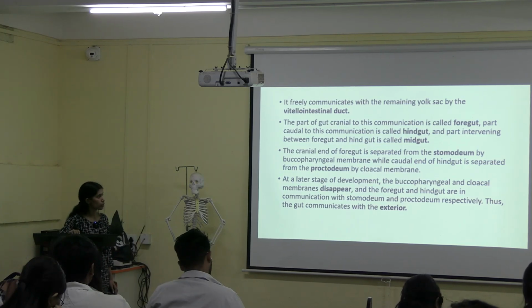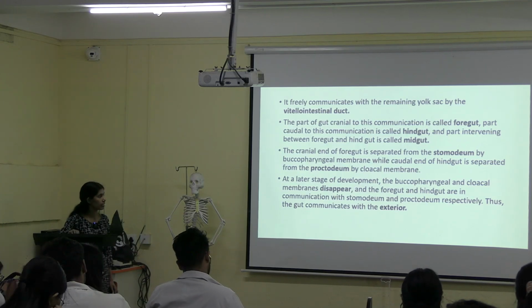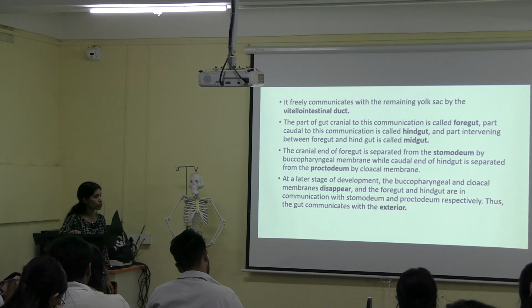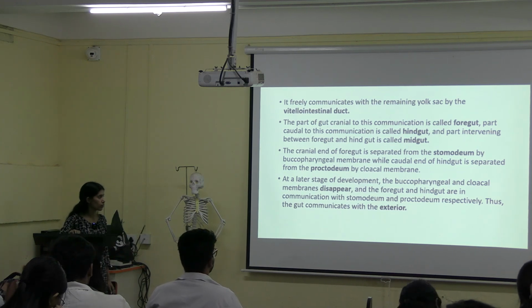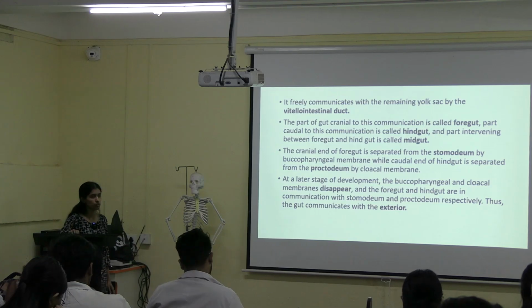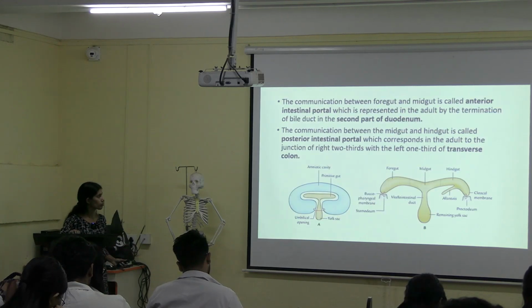The cranial end of the foregut is separated from the stomodeum by the buccopharyngeal membrane, while the caudal end of the hindgut is separated from the proctodeum by the cloacal membrane. At a later stage of development, the buccopharyngeal and cloacal membranes will disappear, and the foregut and hindgut are in communication with the stomodeum and proctodeum respectively. Thus, the gut communicates with the exterior.